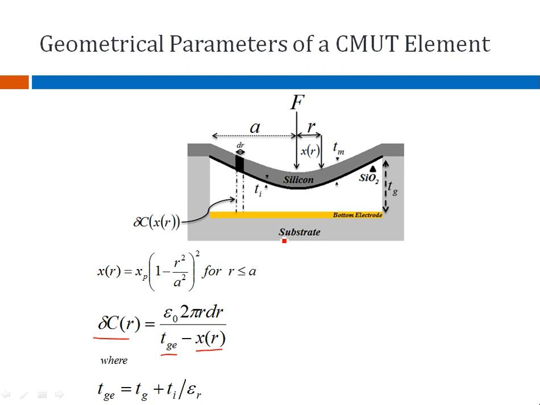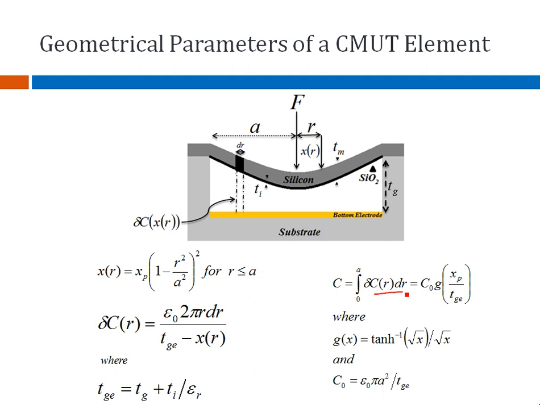Now, if you have to find the complete capacitance, you have to integrate this over the entire size of the membrane, where the aperture radius is a. If you do that, you find that this comes out in terms of transcendental G functions, where G of X is given as the inverse hyperbolic tangent of the square root of X, over the square root of X. X is the argument of the function, which is the normalized variable xp by Tge. xp represents the peak deflection of the plate, Tge is the effective gap height, and C naught is the undeflected membrane capacitance. It's not a function of the profile, it's a constant. It depends on the geometrical parameters like aperture size, the gap height, and the insulation thickness.